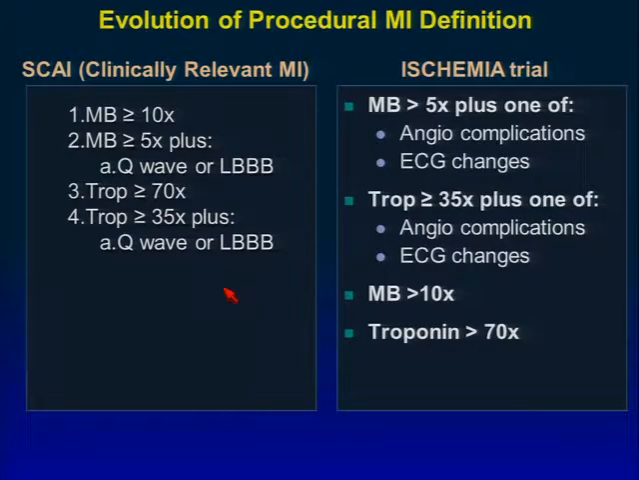So we are doing the ISCHEMIA trial, which is a large randomized trial of invasive strategy with PCI or CABG versus a conservative strategy of optimal medical therapy alone. So we've had a lot of discussion, and Dr. White has been part of some of this discussion. And this is the definition we came up with for the ISCHEMIA trial. So it's MB greater than 5 times upper reference limit plus one of the following: angiographic complication or EKG changes. If you were to use troponins, it has to be almost a 7-fold difference. So it's an increase of 35 times the upper reference limit plus one of the other complications. And if it is just a biomarker threshold, it's MB greater than 10 times and troponin greater than 70-fold.